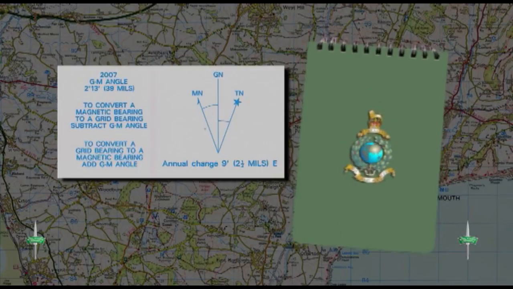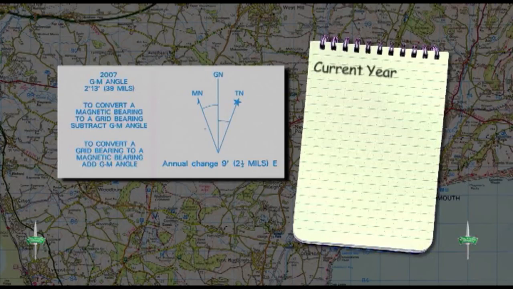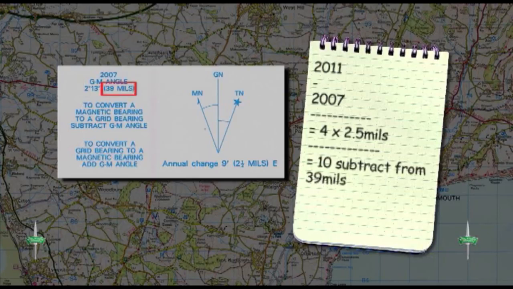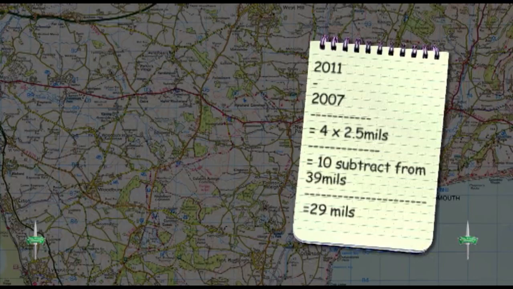Let's look at an example. Take the current year, 2011, and minus the year of the map, in this case 2007, to give you 4. Now multiply this number by the annual change, in this instance 2.5 mils, which will give you a total of 10. Now by subtracting this figure from the map's current GMA of 39 mils, it gives you a total of 29 mils. This is now the correct GMA value to use with this map.